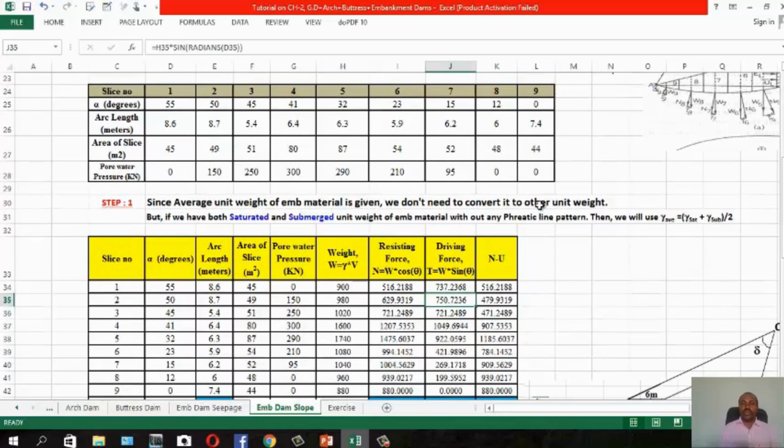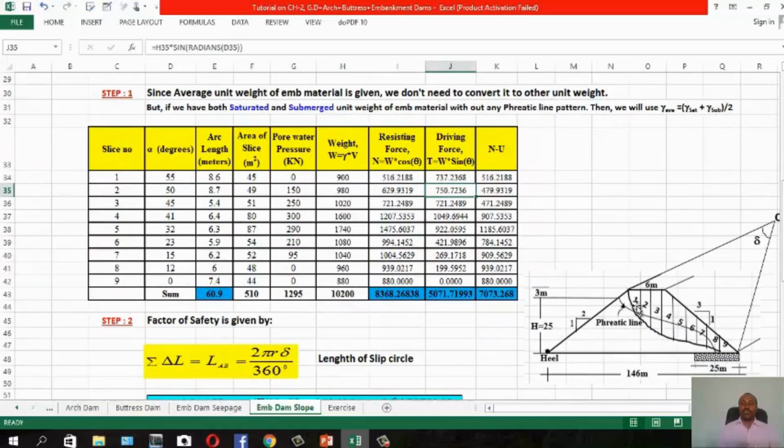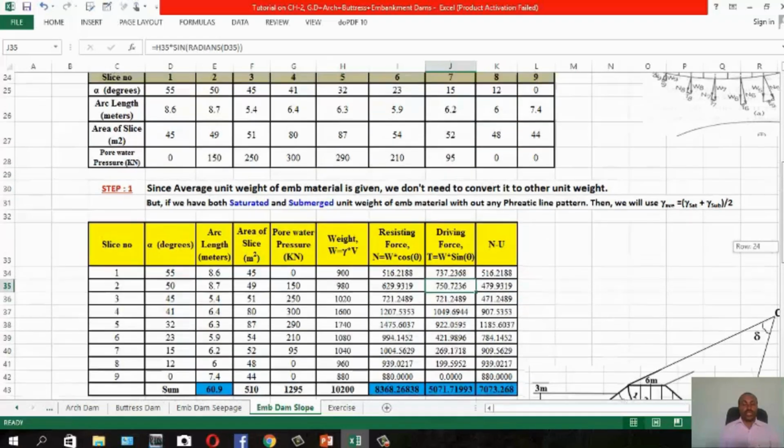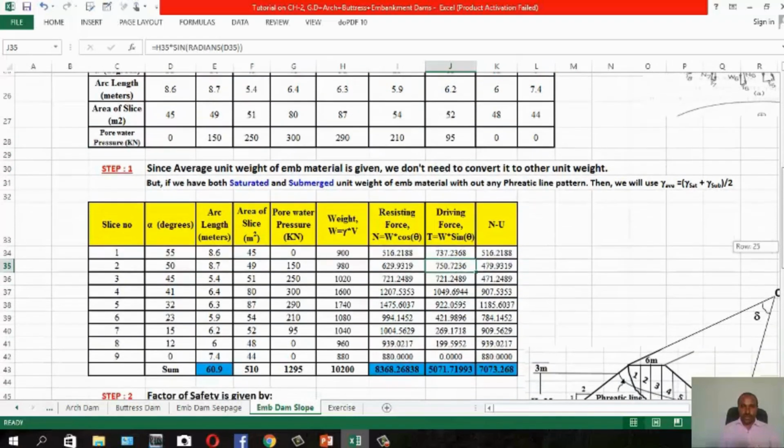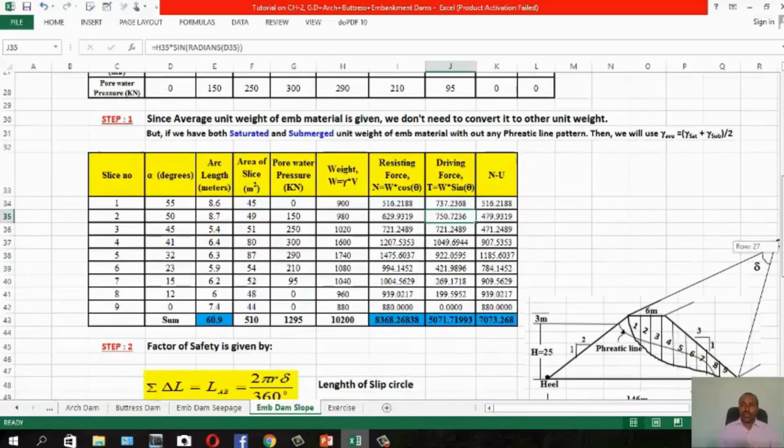So this is average unit weight already given. But if you have both saturated and submerged unit weight of embankment material without any phreatic line pattern, above or below, then automatically you will take the average, which is saturated unit weight plus submerged unit weight divided by 2. So if you don't have a phreatic line pattern like this, without this phreatic line pattern above or below, you will just use the average unit weight of the embankment material, okay?